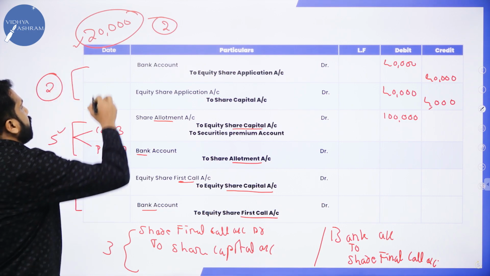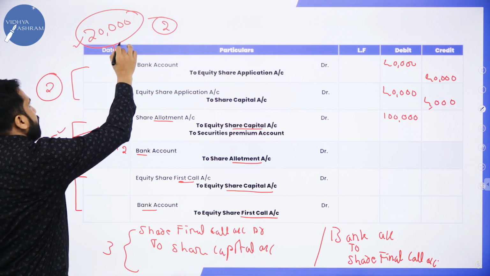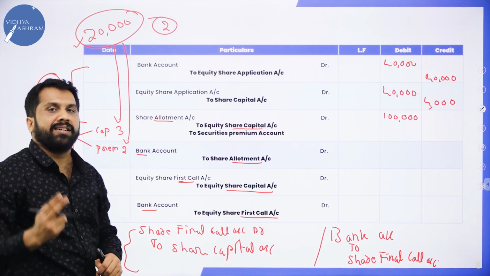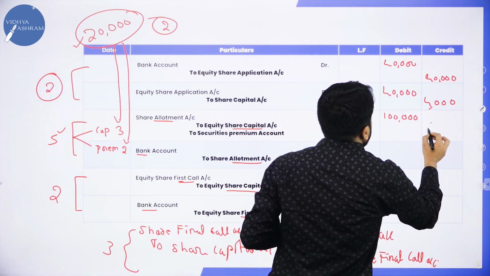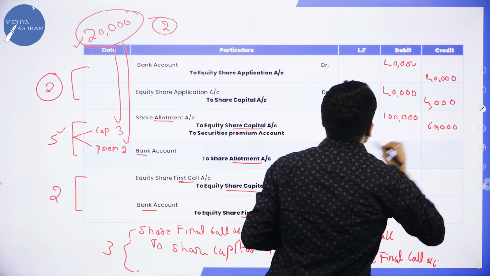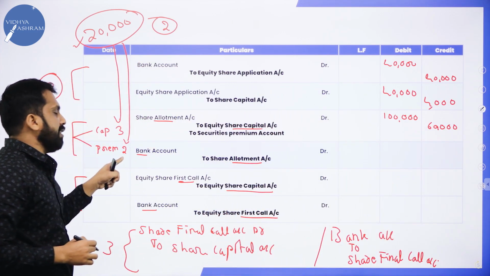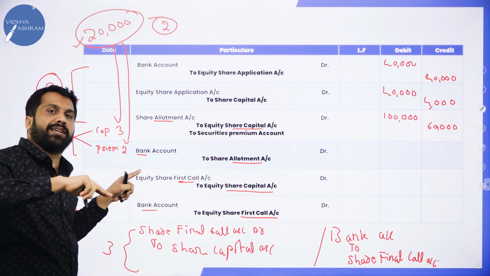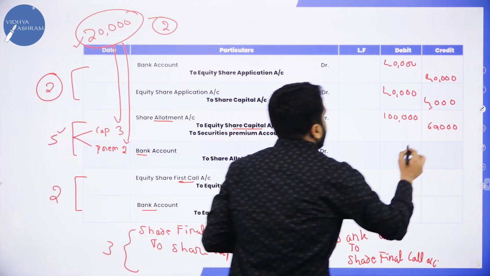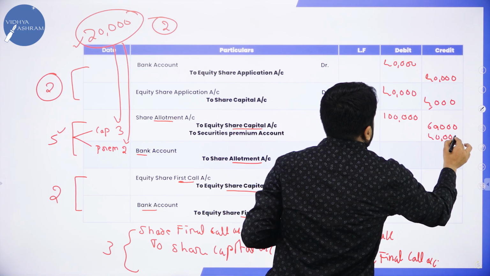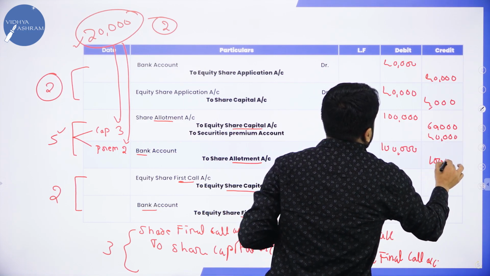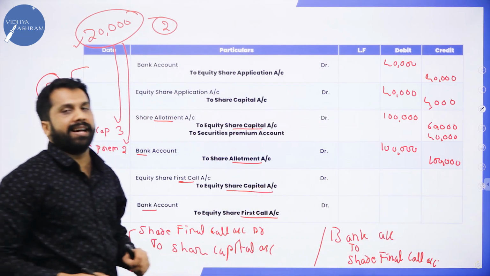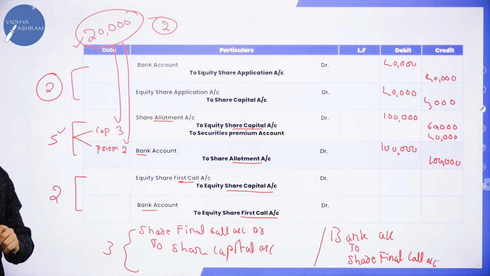Now, 20,000 multiplied with 3, 20,000 multiplied with 2. 2 3s are 6, 60,000. Your capital is 60,000 and 20,000 into 2, it will be 40,000. Now your total value is 1 lakh, 1 lakh. This is called the allotment entry. So like this you have to pass allotment.